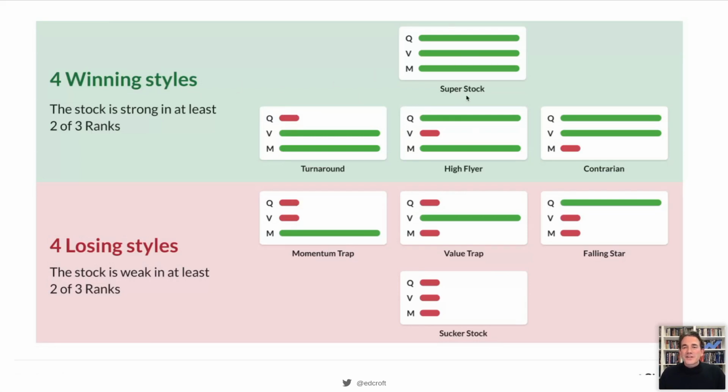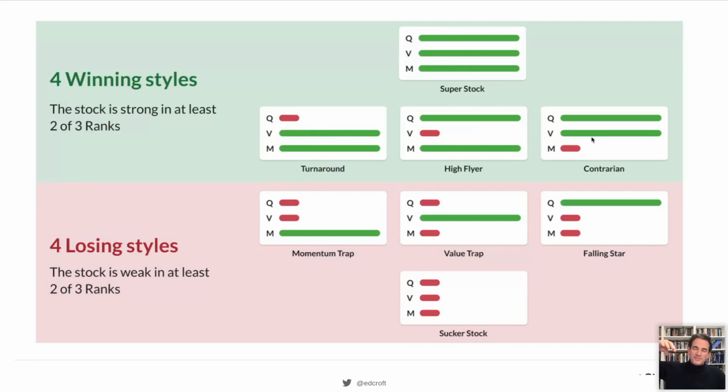The winning stars, the super stocks, are basically this QVM: quality, value, momentum. It means they've got 3 high ranks. At the other end of the spectrum, the sucker stocks have got 3 low ranks. And then these other winning stars have got 2 out of 3 good ranks. So turnarounds tend to be cheap, but on the rise. High flyers are expensive, but high quality, with good momentum.